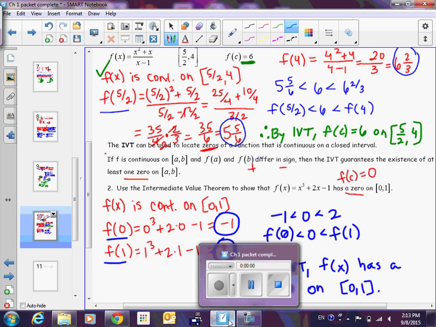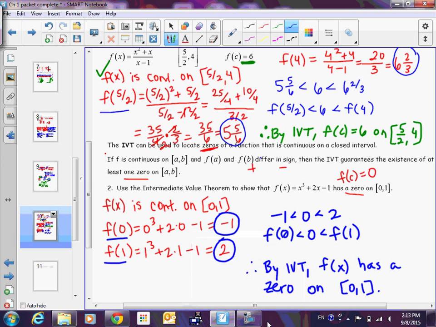Okay, there is another example on the other side of this page, and I'm going to do that one tomorrow.